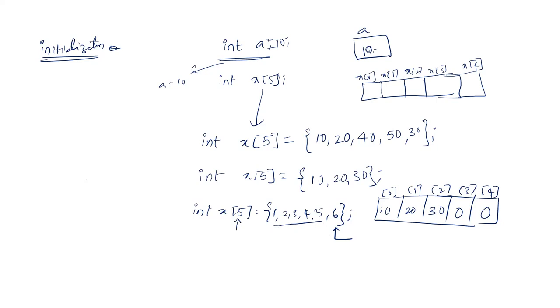Please mute yourself. Okay. As I gave size 5, only the first 5 values will be taken into account and the 6th value will be discarded. After the given size, any other values you give will all be discarded. If you give 100 values, the extra ones will be discarded. The values inside are 1, 2, 3, 4, and 5. It will not give any compiler error in the initialization.